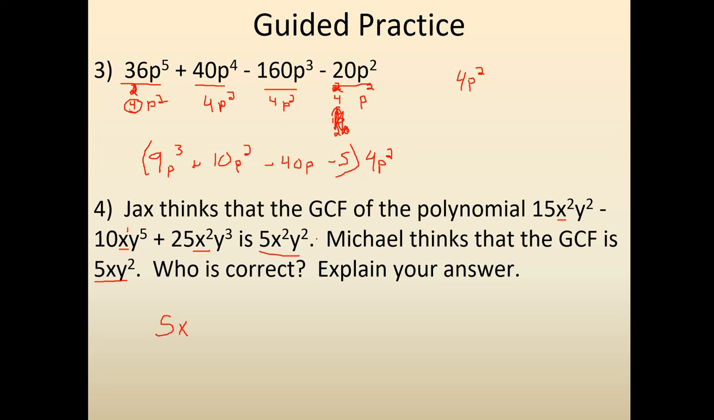And then here with the y, they all have a y term: 2, 3, 5, and 2. So the smallest exponent is 2. So we find that Michael is the one who is correct. Jax made the mistake of putting a square on that x. And that's it for that.